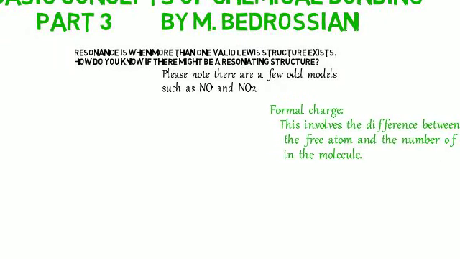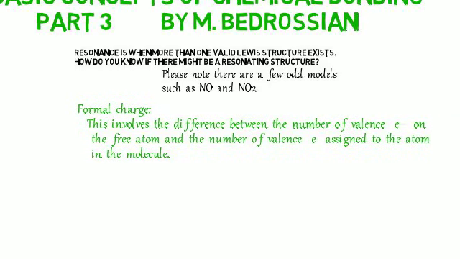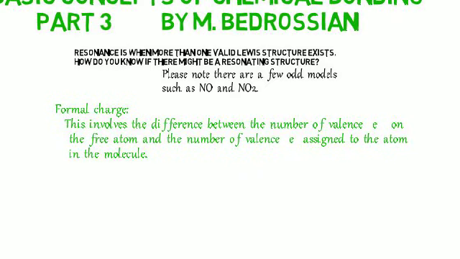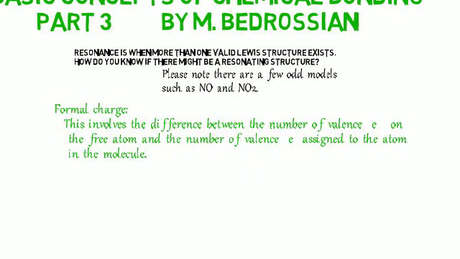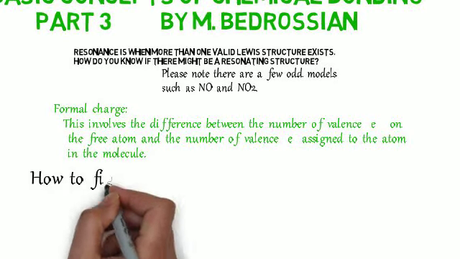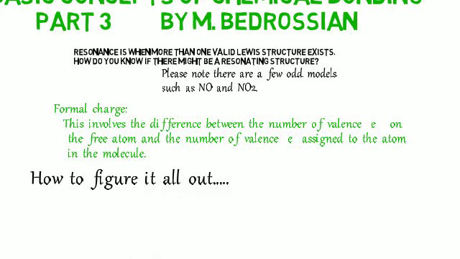All right, when a possible resonating structure exists, we have to determine formal charge. This involves the difference between the number of valence electrons on the free atom and the number of valence electrons assigned to the atom in the molecule. So when it's part of a molecule, it is different. It's called formal charge. So how do we figure it all out? The rules, they're hard.